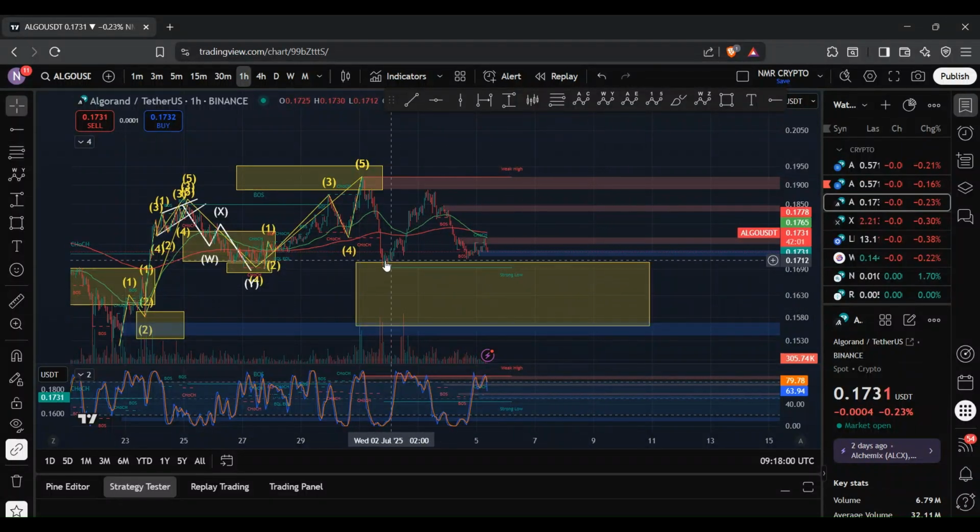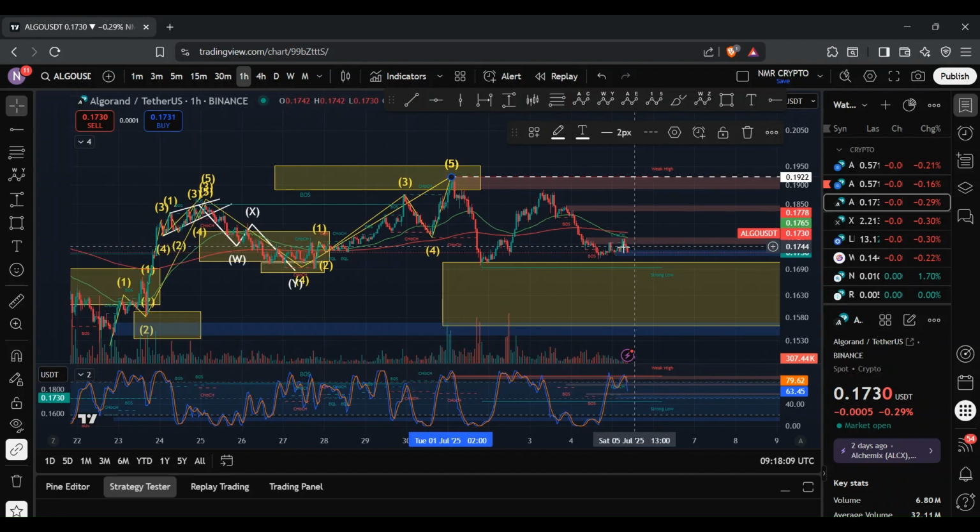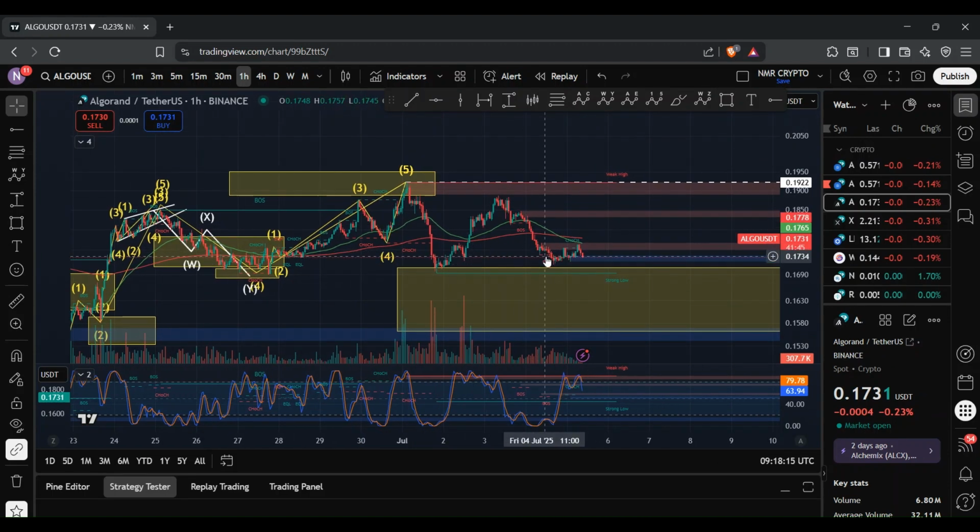So ALGO managed to tap into this region that I set out previously, where I mentioned how we could have topped off at this level. And that top sits at 19.22 cents. And yeah, following this move, we then saw some volatility take place where we saw that pump to the upside and another push to the downside.